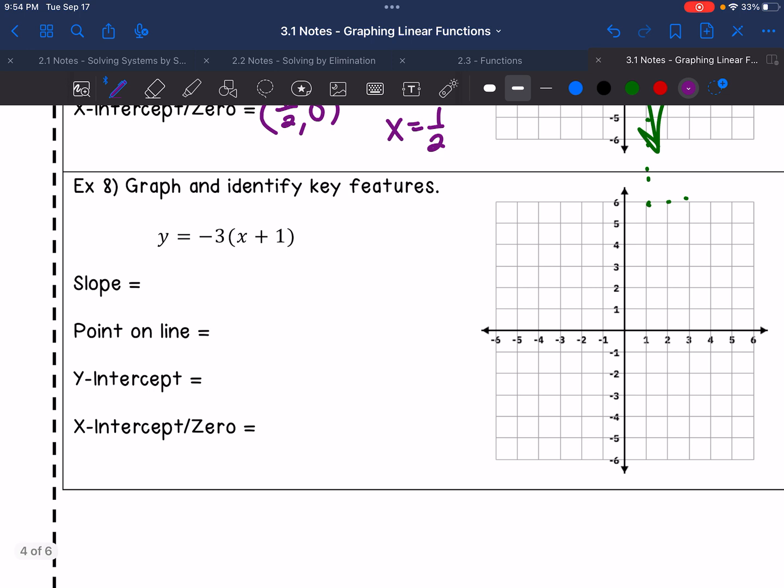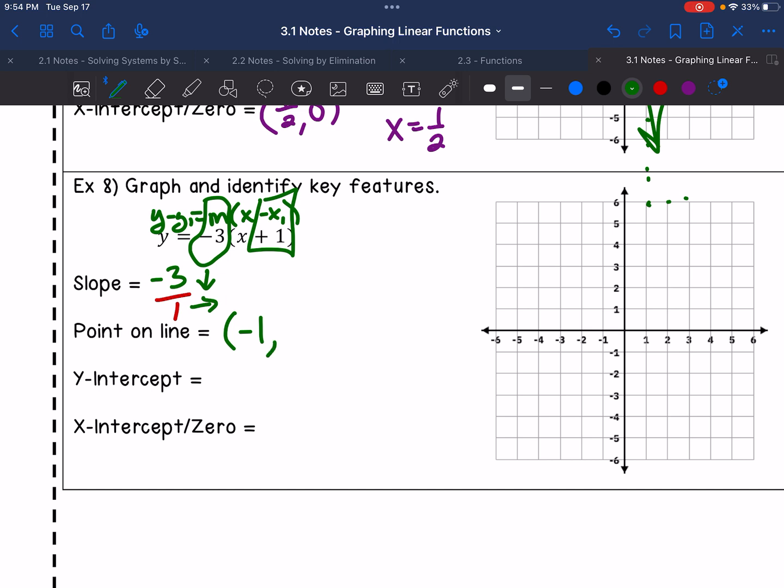All right, last one. Once again, y minus y1 equals m times x minus x1. So we can see m is -3. We make it a fraction by putting a 1 underneath, so this means I'm going down 3, right 1. My x1, my signs are different, so I'm going to use a -1. My y1 doesn't have a number, so that means it must have been +0. So I'm going to use a 0 as my y1. It doesn't matter if you say +0 or -0, it's the same thing.